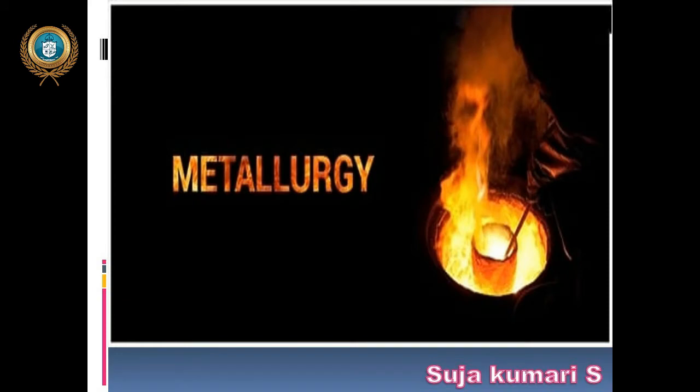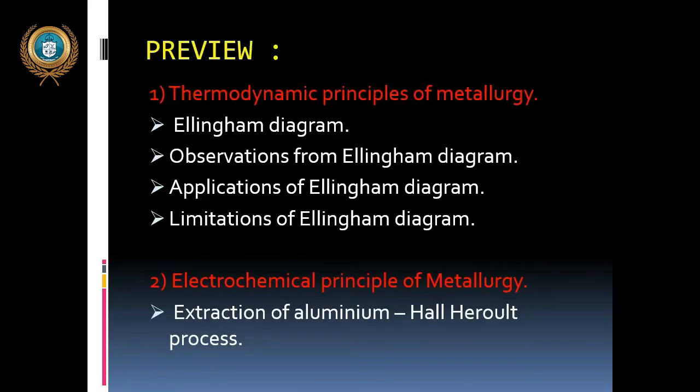Hello children, we have been discussing the chapter 1 Metallurgy. Let's revise what we have studied in the previous classes. So we have discussed in the last two classes about the thermodynamic principles of metallurgy and electrochemical principles of metallurgy. Under thermodynamic principles, we have discussed about the Ellingham diagram.